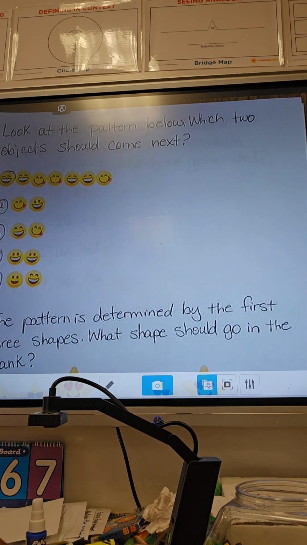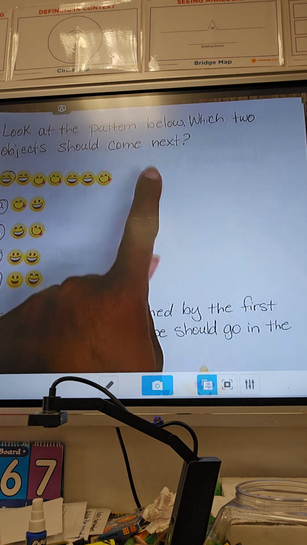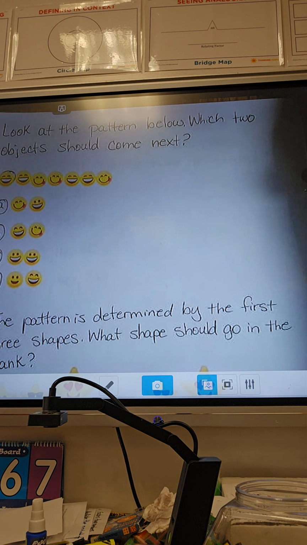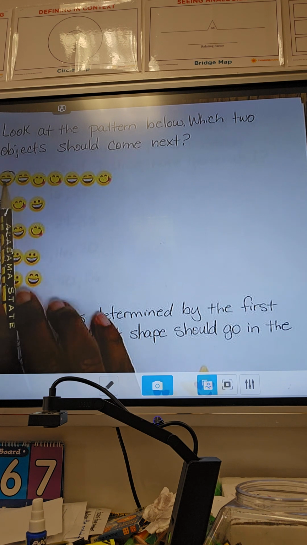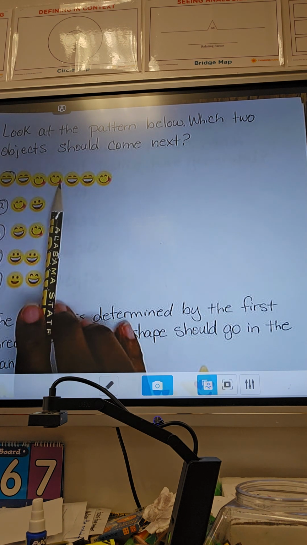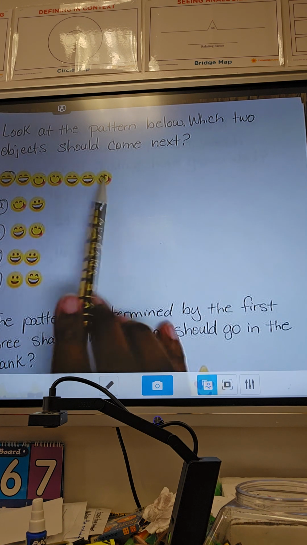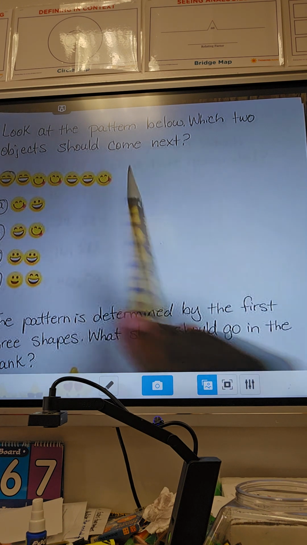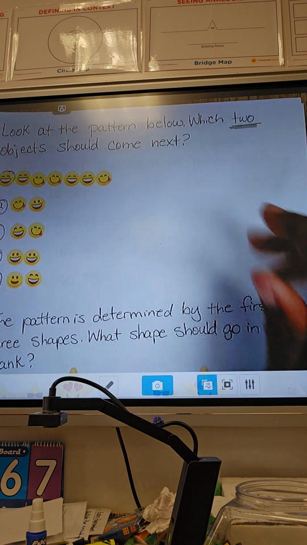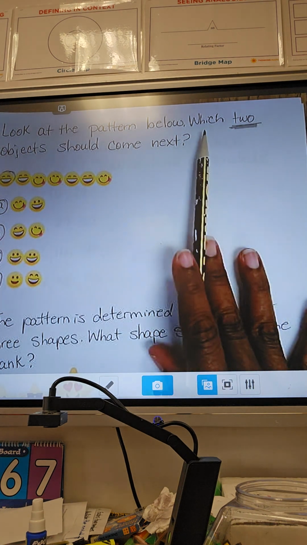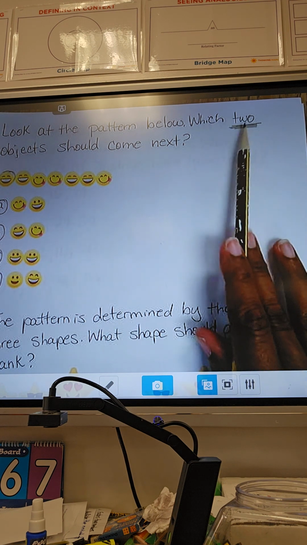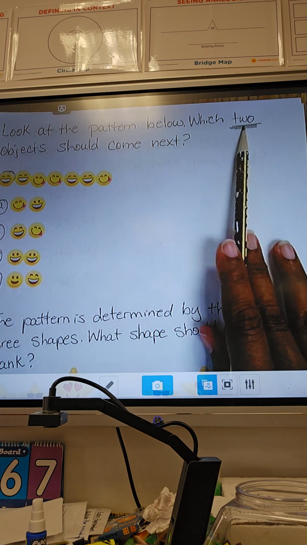So let's look at the first question. It says, look at the pattern below. Which two objects should come next? Okay, so if I look at this pattern, you have the two big smiley faces, the two smiley faces with the tongues, two big smiley faces, and then one smiley face with the tongue. It asks which two, and sometimes what we're finding is if you're not reading the question carefully, you continue to get the wrong answer. So look, it's asking which two come next.